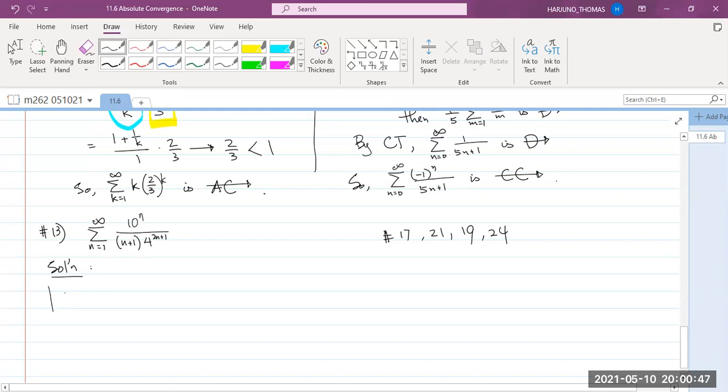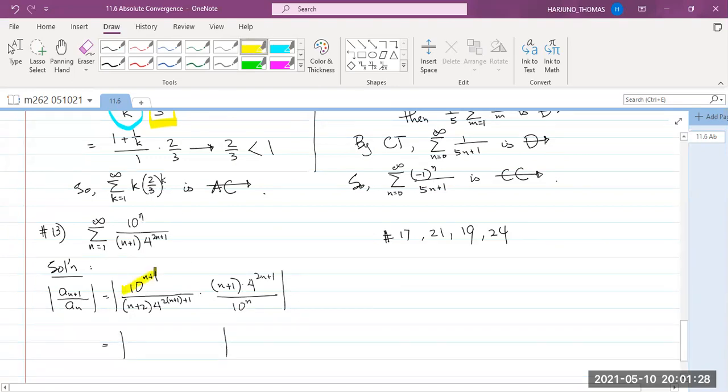So let's take a look at the ratio. That's 10 to the n plus 1 over n plus 2, 4 to the 2 times n plus 1 plus 1. That's a sub n plus 1 divided by the current term, which means multiplied by the reciprocal, n plus 1 times 4 to the 2n plus 1 over 10 to the n. It's all positive terms, so I can simplify this.